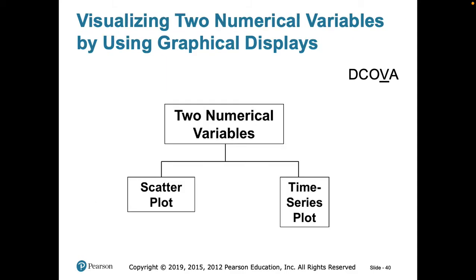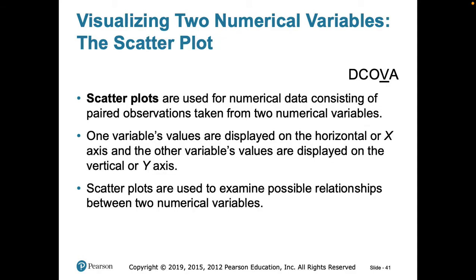Let's discuss visualizing 2 numerical variables by using graphical displays. So remember, you have 2 numerical variables. You can use the scatter plot, or you can use the time series plot. What is a scatter plot? Basically, it is used for numerical data consisting of paired observations taken from two numerical variables. One variable is displayed on the horizontal or x-axis, and the other one is displayed on the vertical or y-axis. Scatter plots are used to examine possible relationships between two numerical variables.